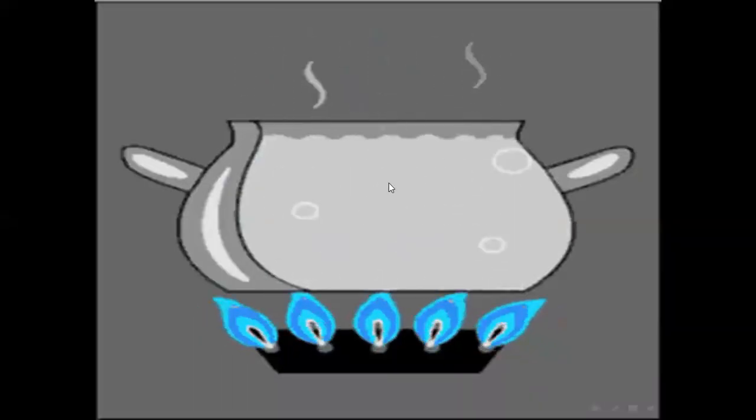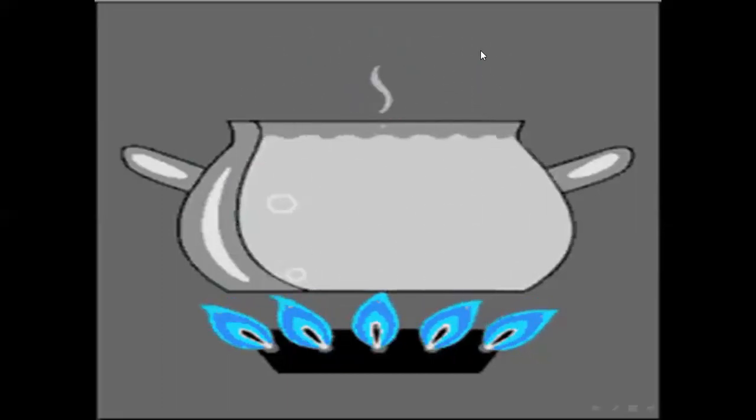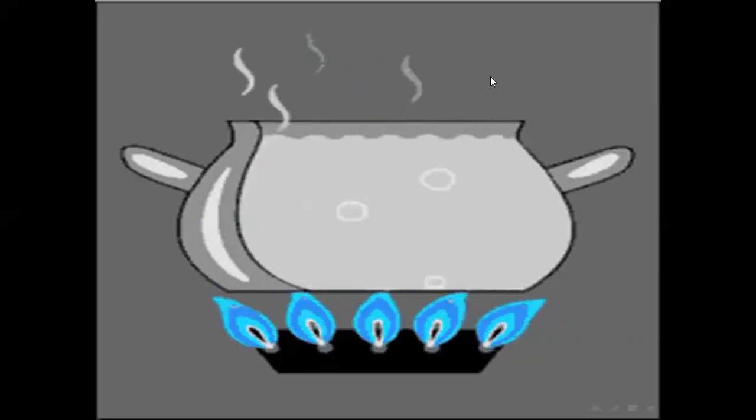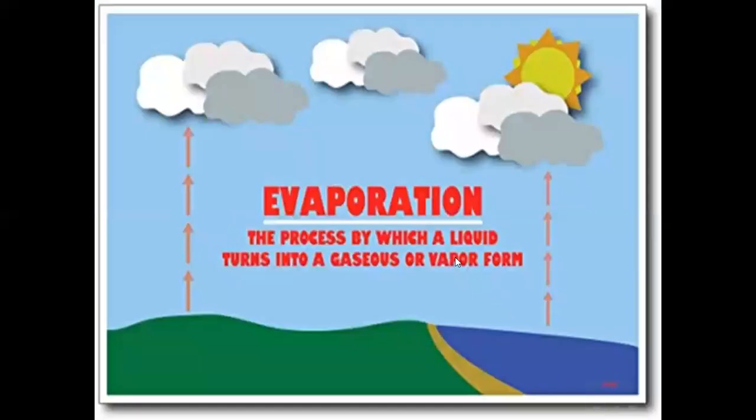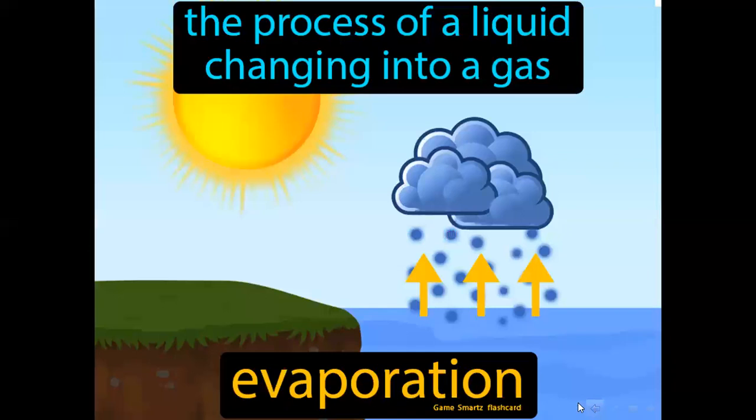Here you see, when we boil water, the liquid converts into gas or water vapor. This process is called evaporation, the process by which a liquid turns into a gaseous or vapor form. So heat can melt solids, and heat can evaporate liquids.